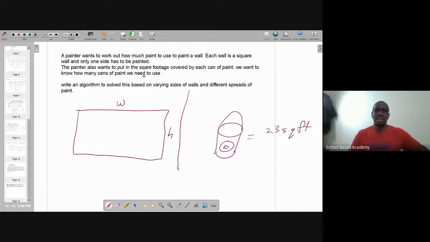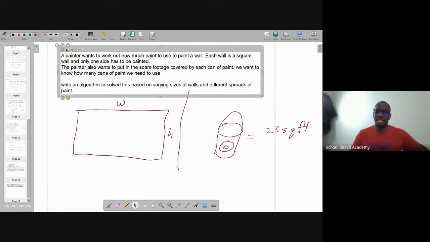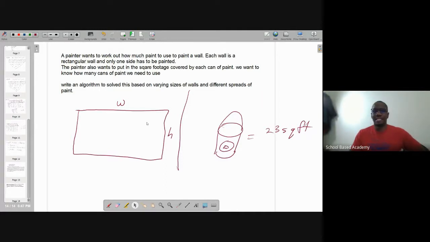Wait, oh, sorry, not square, rectangular. My bad, Uma. So yes, I made a mistake here. Each wall is a rectangular wall. Thank you for the correction. And only one side has to be painted.